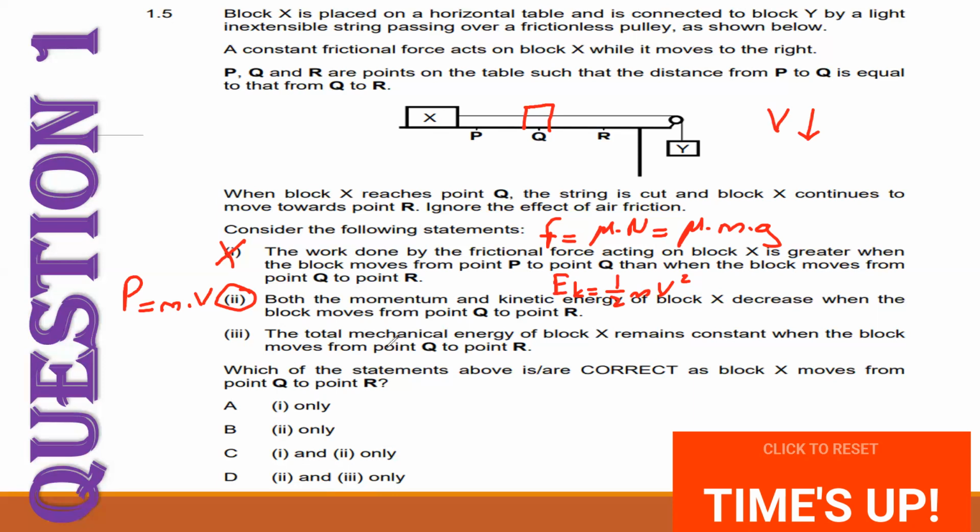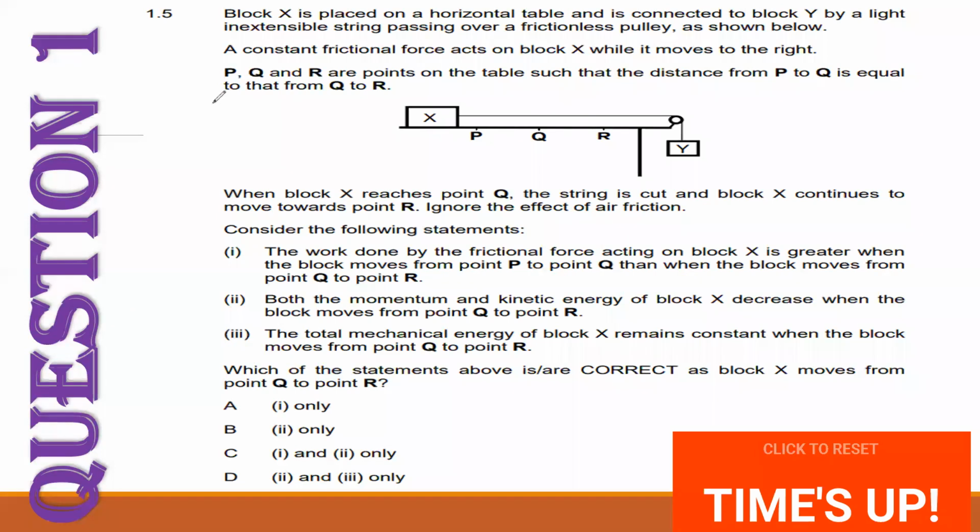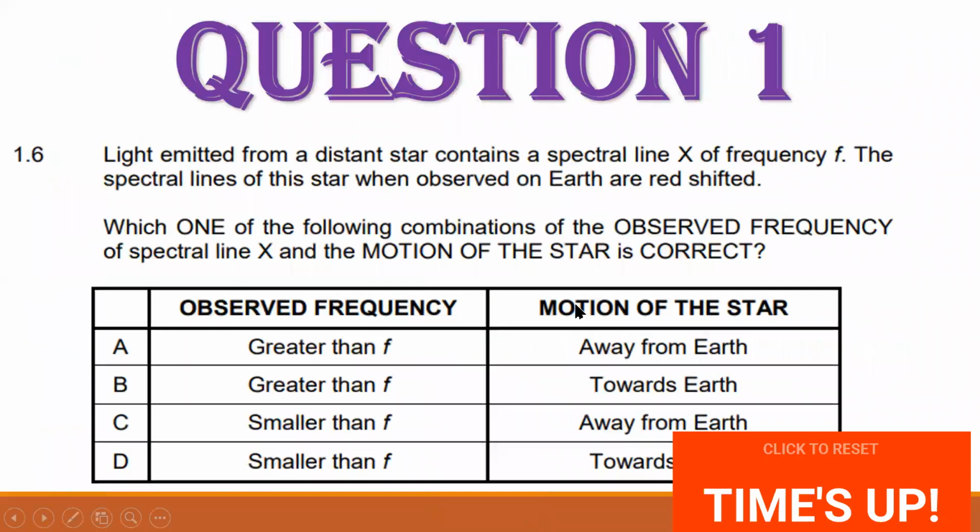Let's see. Total mechanical energy of block X remains constant when the block moves from Q to R. We cannot say mechanical energy remains constant because you have friction force. What do we know about conservation of mechanical energy? If there is no friction force in an isolated system, we can talk about conservation of mechanical energy. So because of that, option 3 is also gone. Our answer is coming now. Answer is B, 2 only.